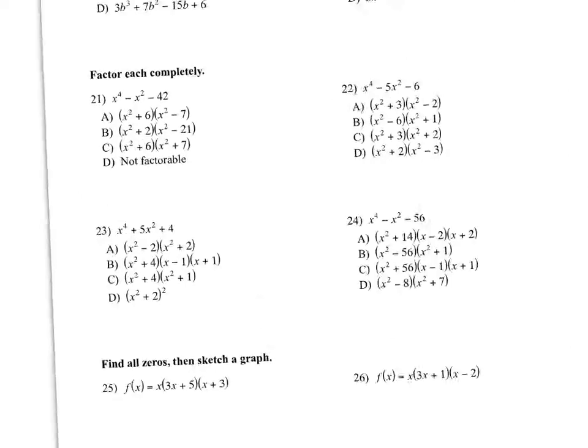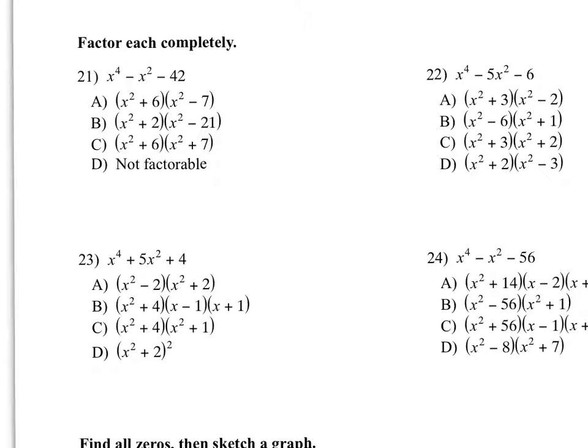For number 21, I'd like you to notice that this is x squared and x to the fourth. Therefore, this is quadratic-like. The powers are double each other. I'm just going to complete this by factoring using grouping as we normally do.